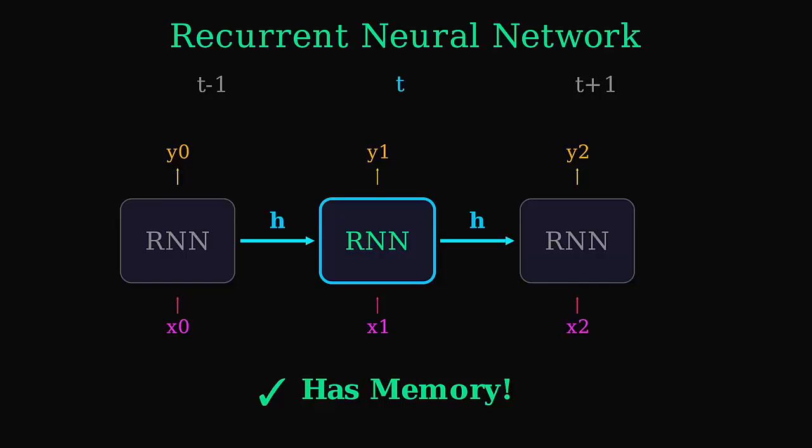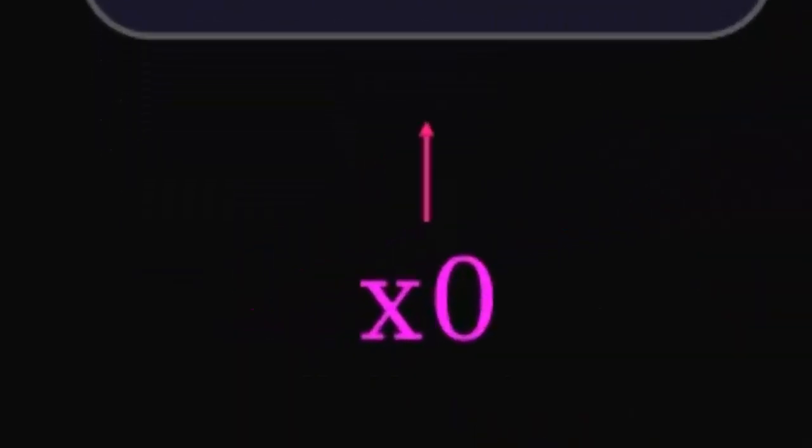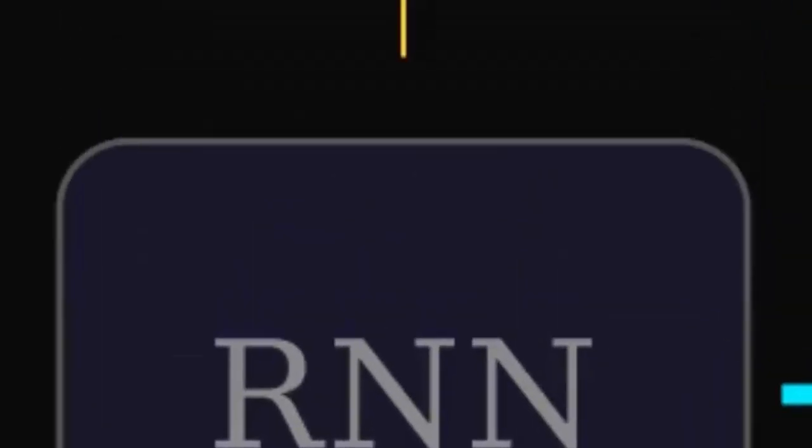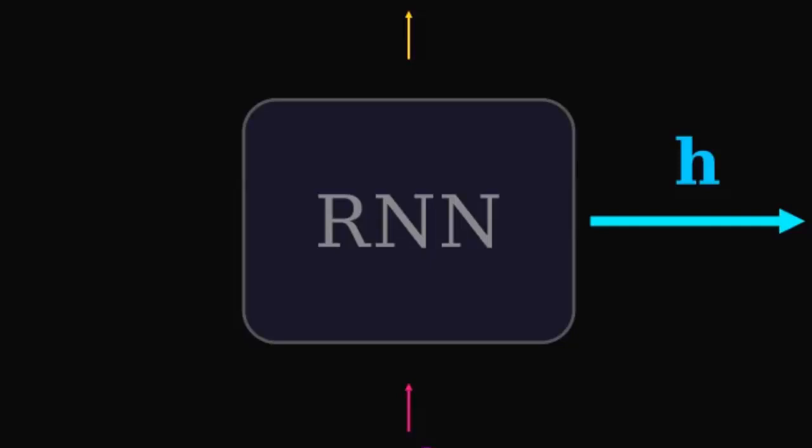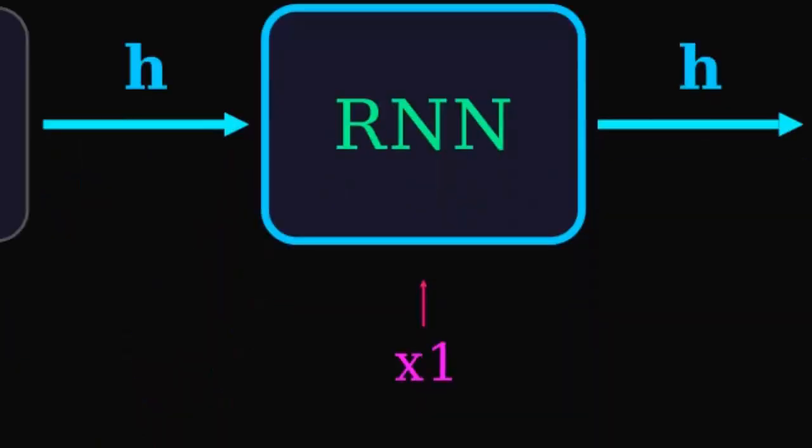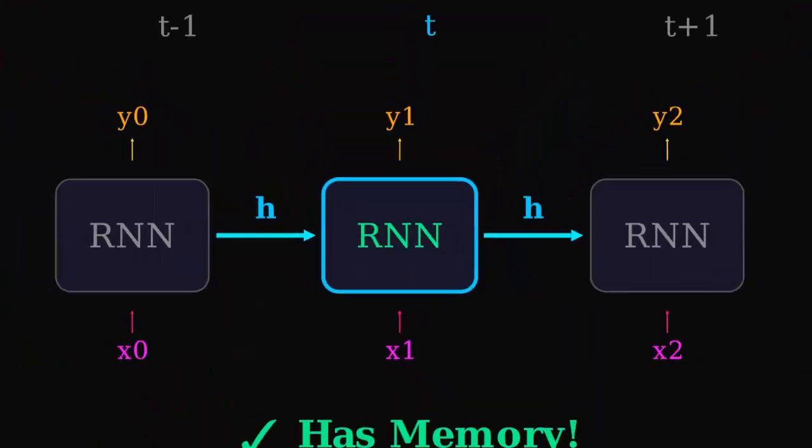Watch the flow. At the first step, an input X0 is processed. It produces an output Y0, but also a hidden state H that gets passed to the next step. At time t, the cell processes both the new input x1 and the hidden state from the previous step. This is how the context is carried forward.